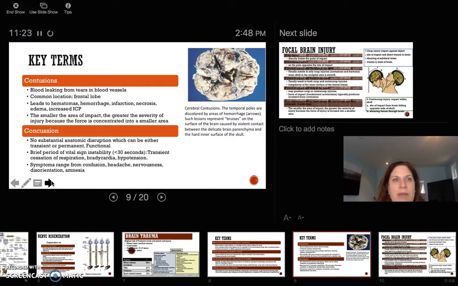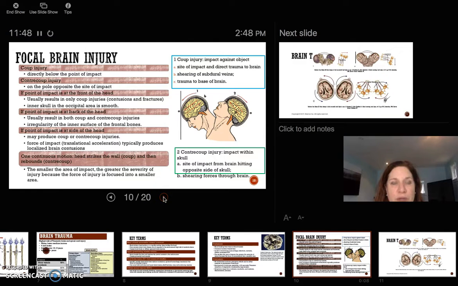Contusions are blood leaking from tears in blood vessels. It's normally a slower type bleed, but it can lead to hematomas, so big bleeds, hemorrhages, and then infarction and necrosis, so stroke and then death. Anytime you're bleeding in your brain, you will have edema, which will increase your intracranial pressure, which will decrease your cerebral perfusion pressure.